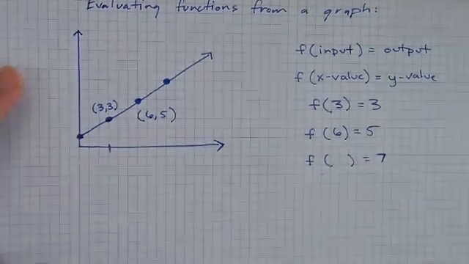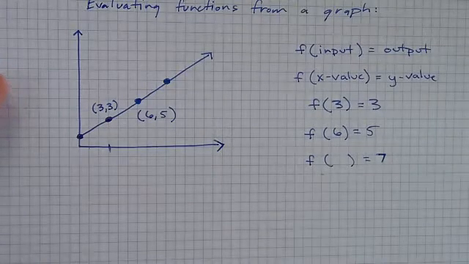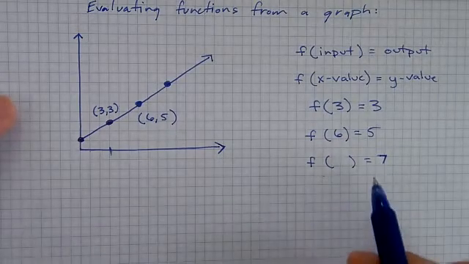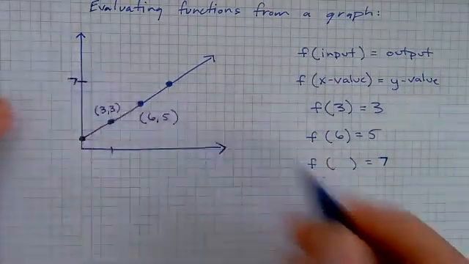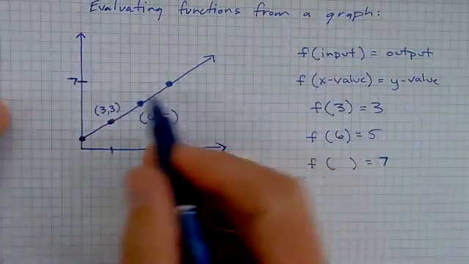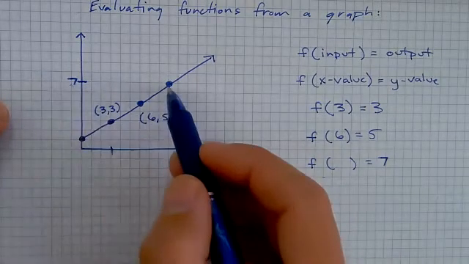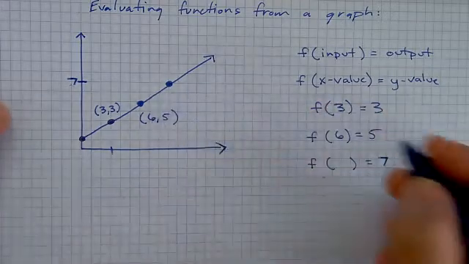Okay, or you could be given the output and be asked to find the input. So in this case, they ask you for what input gives you the output of 7. Okay, here is 7, right? That's our y value. That's going to be our output. Okay, and we're being asked to find the input, which would be our x value of, I believe, 8.